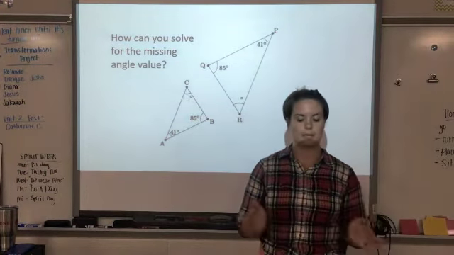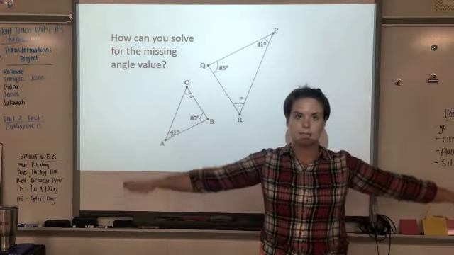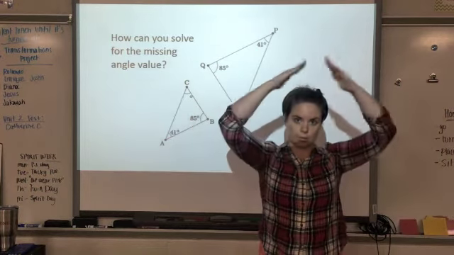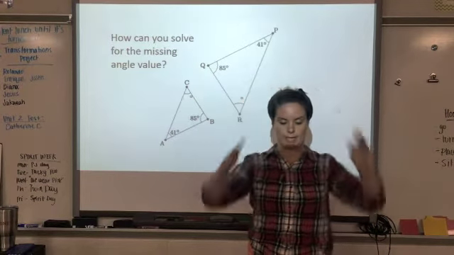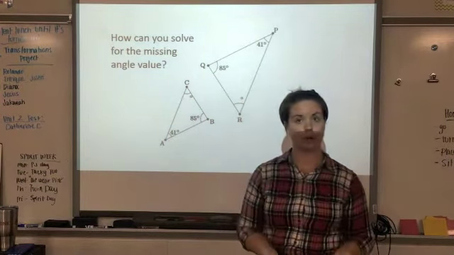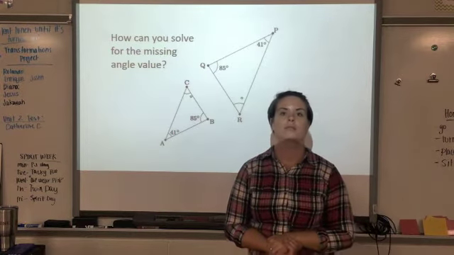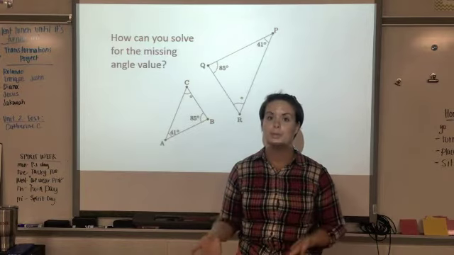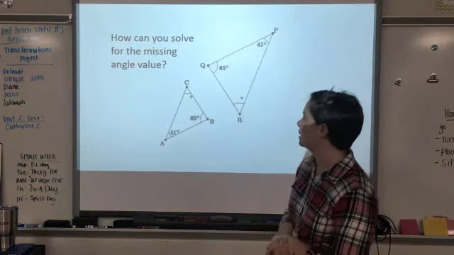Okay, the sum of all triangles is 180 degrees. Just like a line, it's 180 degrees. When you fold it into a triangle, the sum is still 180 degrees. So to solve for a missing angle in a triangle, you must set up an equation. That equation has to equal 180 degrees. Okay, so let's go ahead and take a look at this.